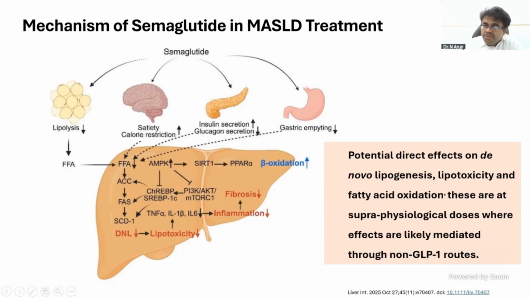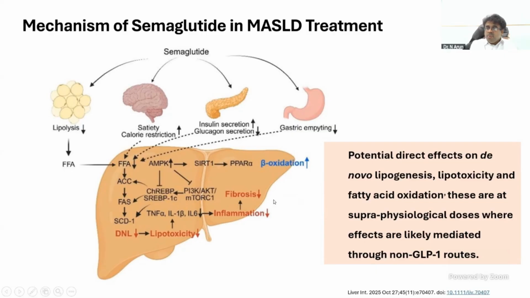So what is the mechanism of this semaglutide? Targeting major pathways: lipolysis, early satiety, which prolongs your gastric emptying time, and insulin secretion is augmented, while glucagon is calmed down. Free fatty acid influx is reduced, de novo lipogenesis is inhibited, lipotoxicity is prevented, and the major inflammatory cascade of enzymes like your AMPK, your SREBP, the sterol response element, and the PPAR beta-oxidation pathway are augmented.